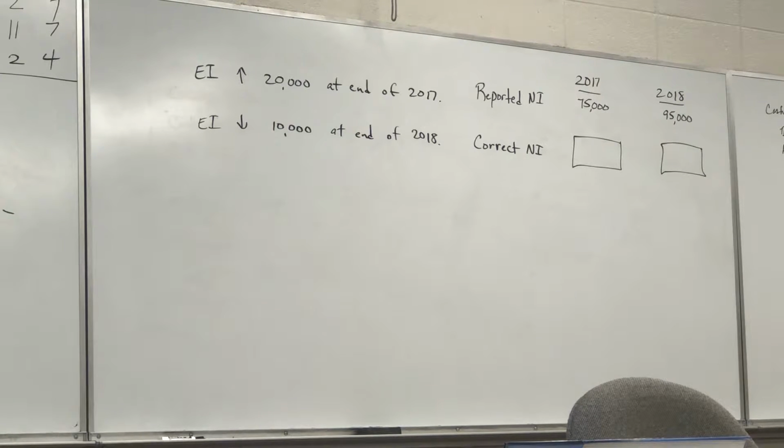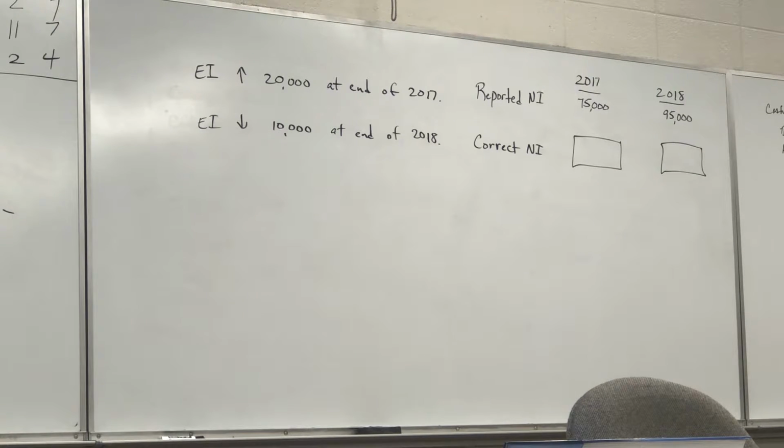What is EI? Ending inventory, good. Ending inventory is overstated by $20,000 at the end of 17. At the beginning of 17, it was accurate. It's the end of 17 that's a problem. And then at the end of 18, ending inventory is understated by 10,000. And the reported net incomes are 75,000 and 95,000, and we want to get to the corrected net incomes.